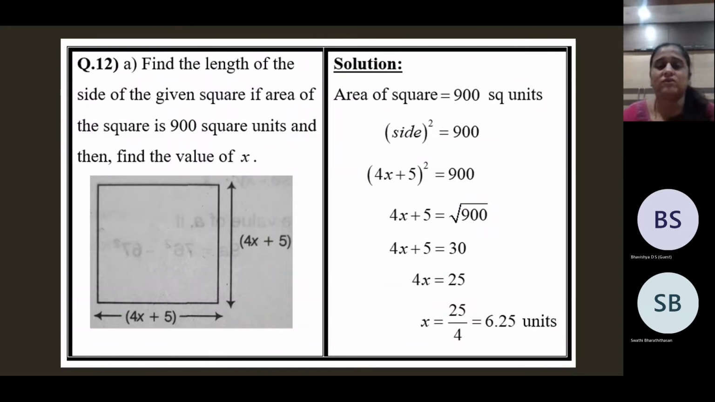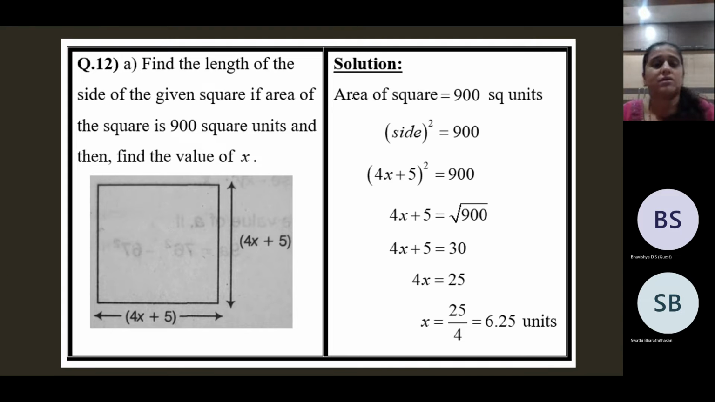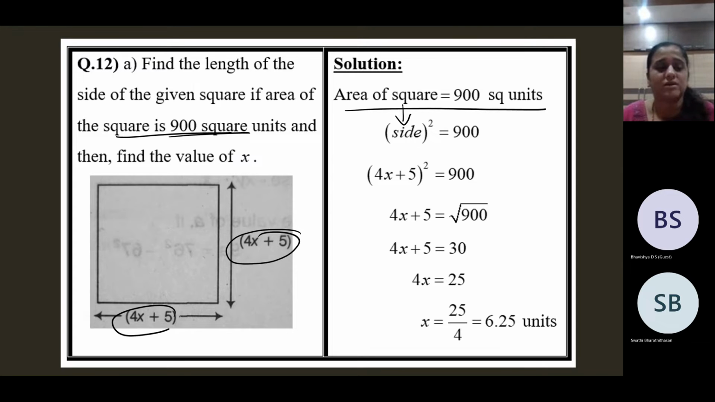So see, Bhavishya, you could have worked it easily like this. You've taken a lot of efforts. It's very simple. See, Swati and Bhavishya, what is given? Area of the square is given. Area of the square is 900 square units. But how do you find area of the square? Side square is 900. So that means 4x plus 5 the whole square is equal to 900.